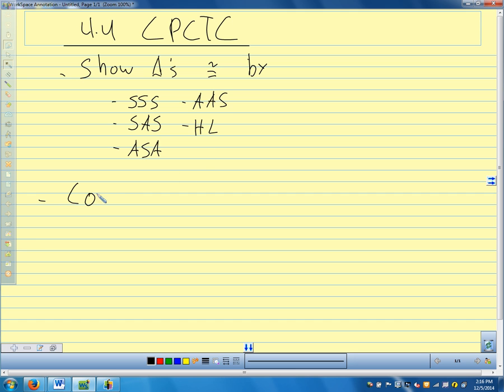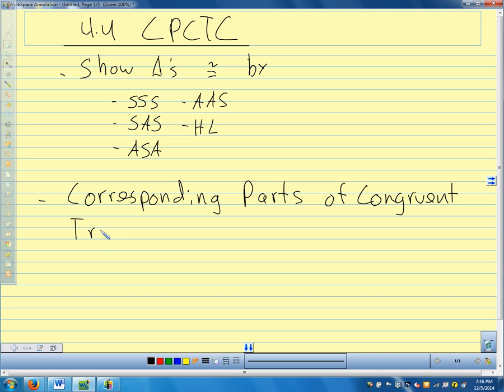CPCTC means corresponding parts of congruent triangles are congruent. So that's why we write CPCTC. The idea of using CPCTC is that once we know that the triangles are congruent, then we can say all the matching parts are congruent. Sometimes we're interested in the matching parts, but they don't necessarily have to do with the side, side, side or the side, angle, side. But once we know the triangles are congruent, then all the rest of the parts that match up have to be congruent. So that's what we're going to do today.